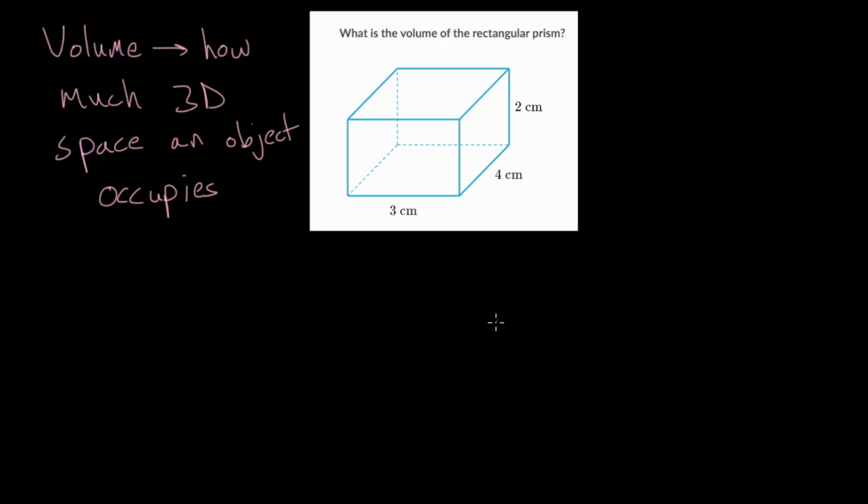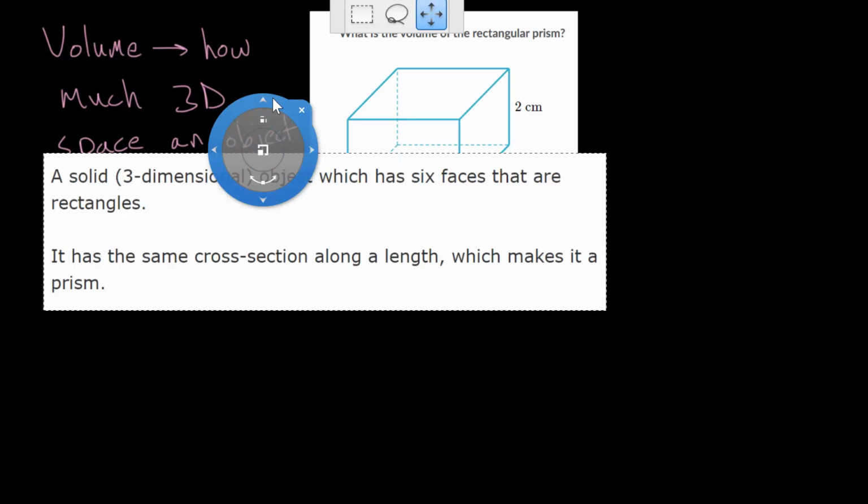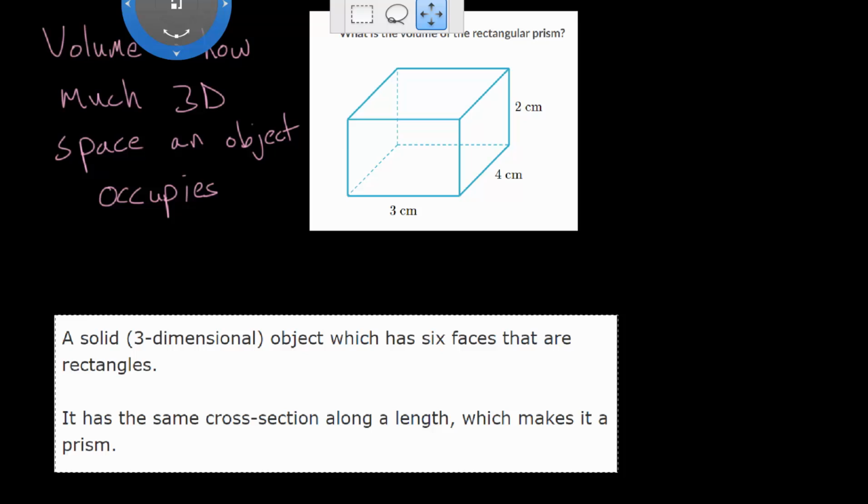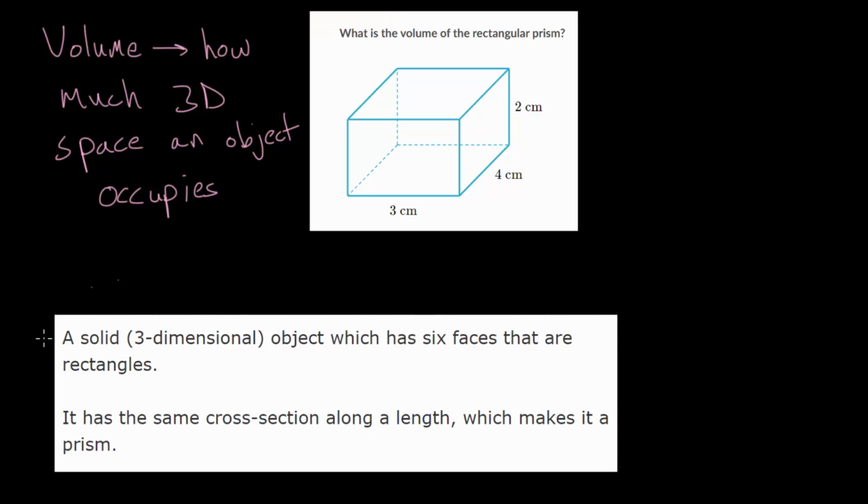So we can define that. Let me paste in a definition here. A rectangular prism is a solid three-dimensional object that has six faces that are each rectangles. And the second part is a little bit more confusing, but this is what makes it a prism. It has the same cross-section along a length.